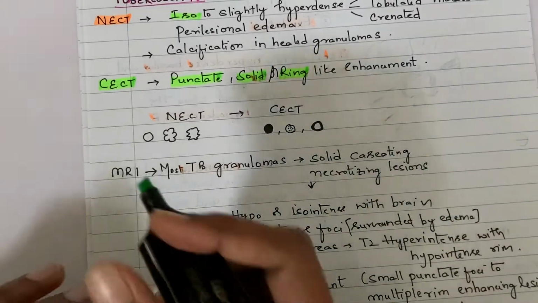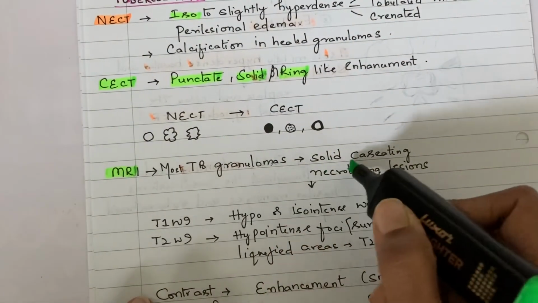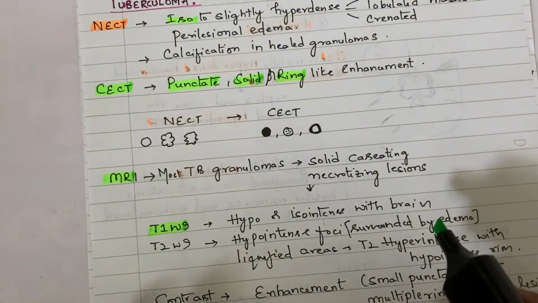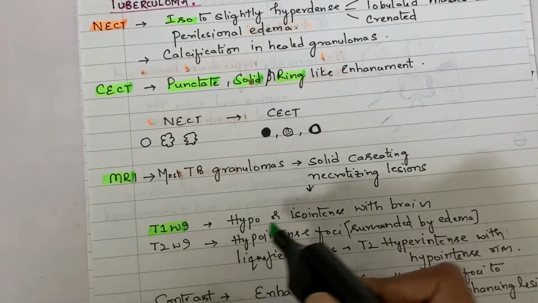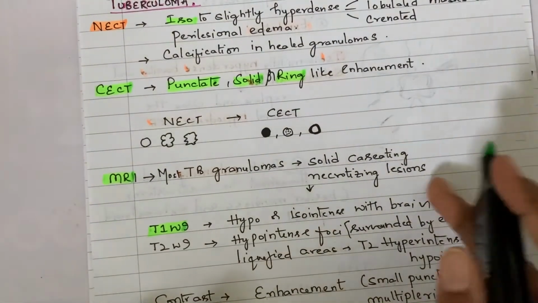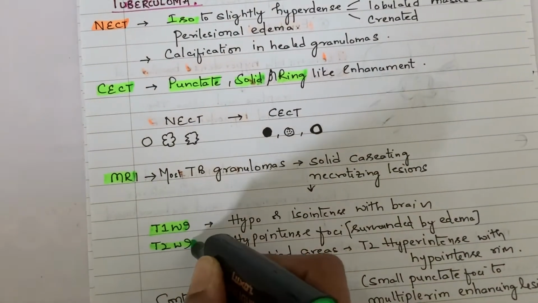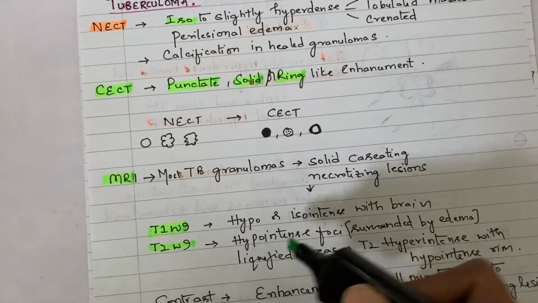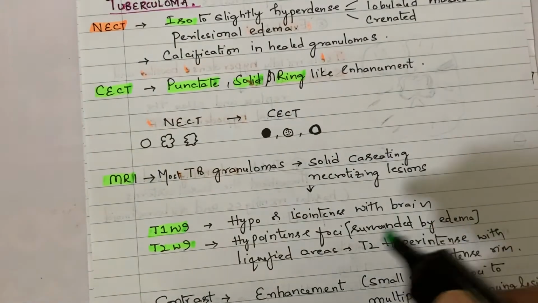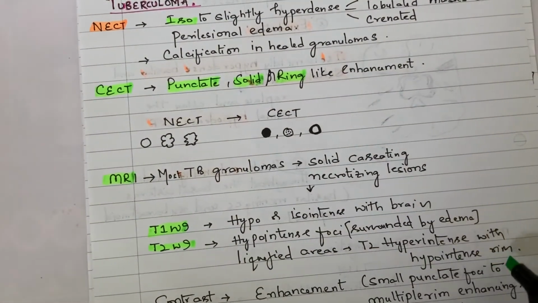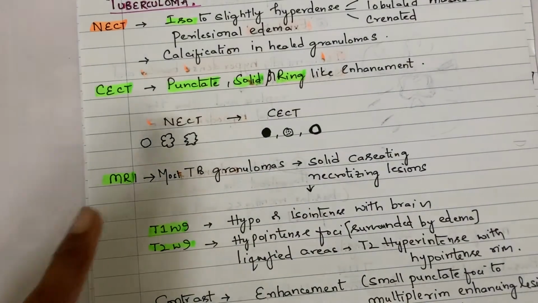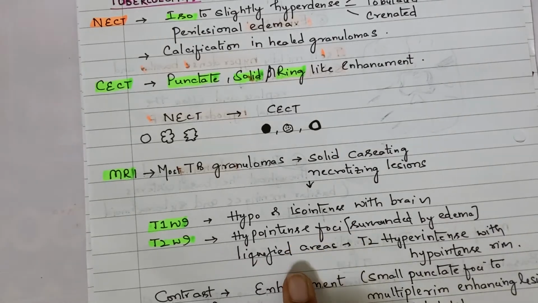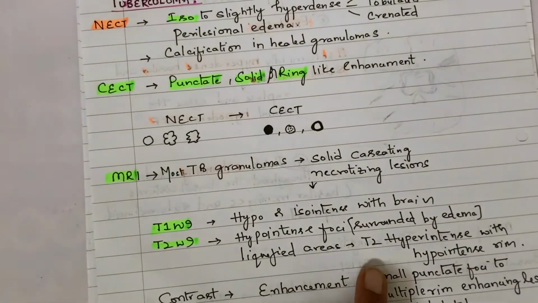Then coming to MR findings of tuberculoma. TB granulomas are solid caseating necrotizing lesions. On T1 weighted, tuberculomas are hypo or isointense with the brain, similar to brain or a little less. On T2 weighted, they are hypointense foci surrounded by edema. If there is a liquefied area, it is T2 hyperintense with a hypointense rim. Remember, T1 is hypo or isointense with the brain, T2 is hypointense foci, unless there is a liquefied area, which appears T2 hyperintense.